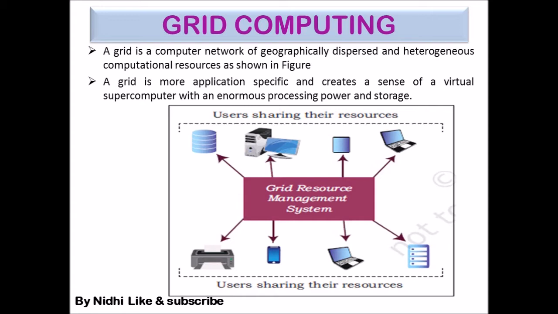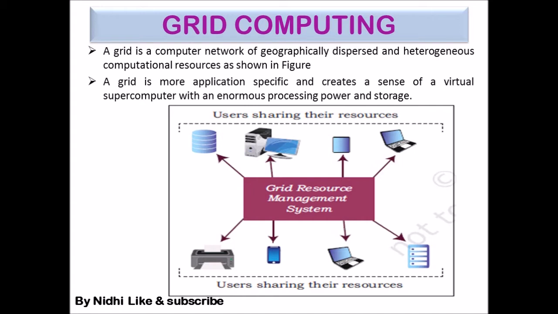Before discussing grid computing, you should know about grid. So, a grid is just a computer network. Computer network means connectivity within computers. So a network of computers is known as a computer network. This grid is also a computer network that is geographically dispersed. Geographically dispersed means that the computing devices are at different locations, and they have different types of computational resources.